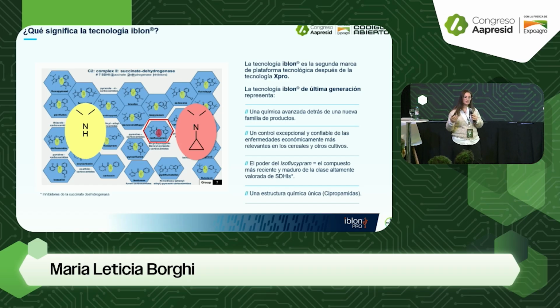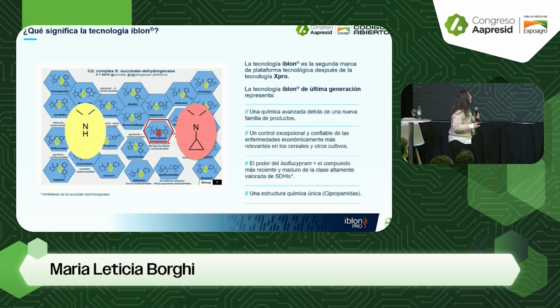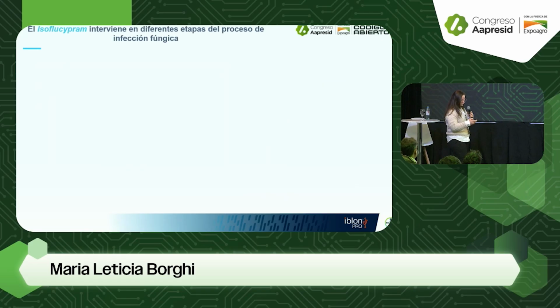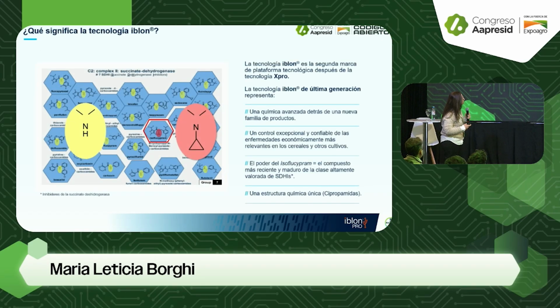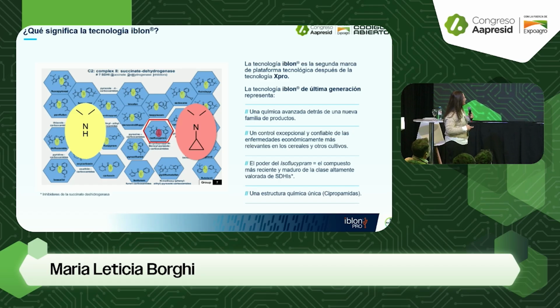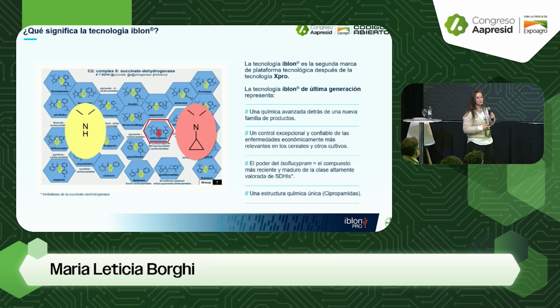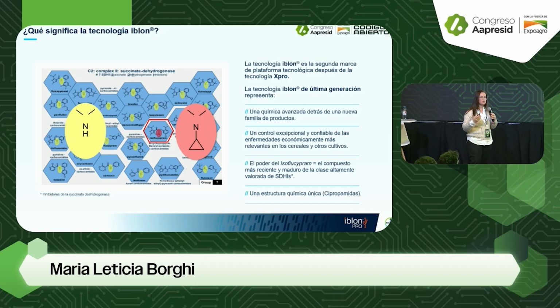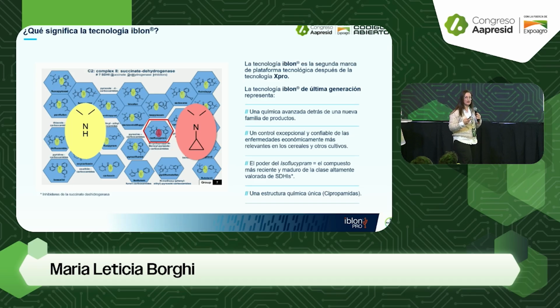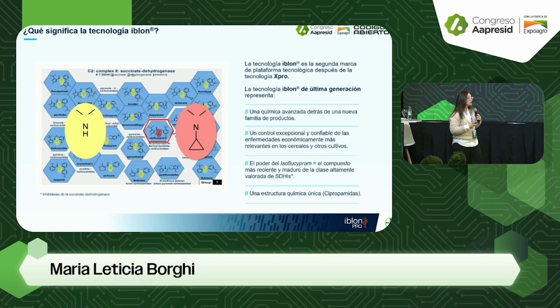Within Iblon Pro, I will speak in particular of one of its active ingredients, which is a carboxamide. The carboxamide that we want to introduce and share with you today is isoflucipram. You can see it in the middle of the image. Why is it different from other carboxamides? As we know, we have different chemical groups within them. Why is it that isoflucipram is a new chemical group today in this family and mode of action, which is inhibiting fungal growth?